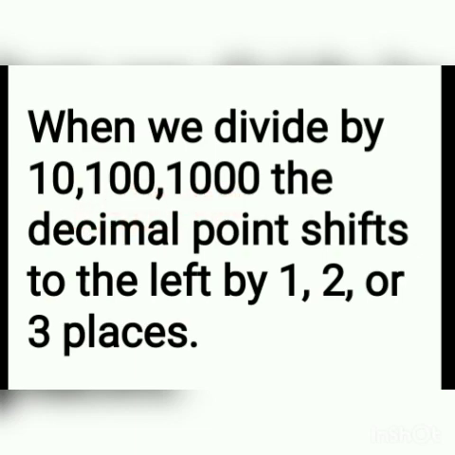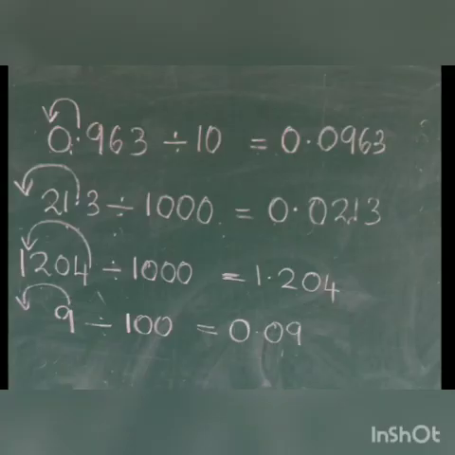So what is the main point here? The decimal point shifts to the left. That is, in multiplication it is moving to the right, and if it is division, the decimal point moves to the left. So we'll see one example.